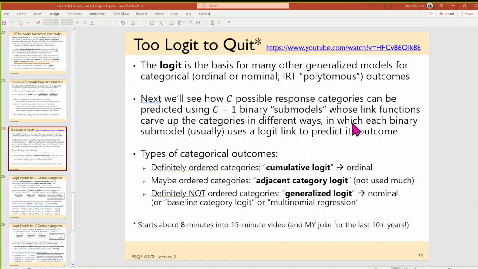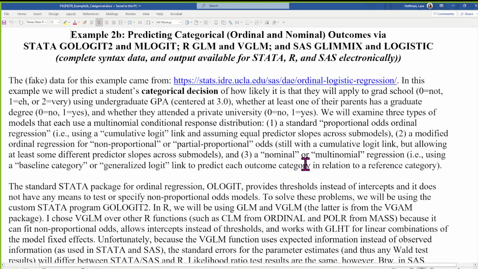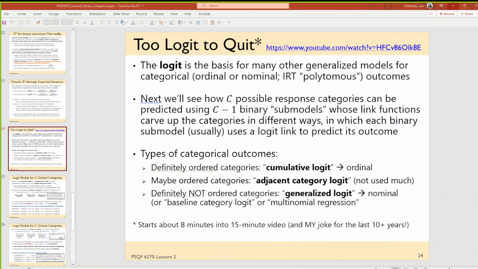That's what I promised. So I have an example of an ordinal analysis and a nominal analysis when we're predicting outcomes that are categories of things, where they're not really numbers, even if they're stored in the data set as numbers. So I'm picking up on slide 24, but I also have open example 2b, which we will need as well, using the same data set, but different types of models.